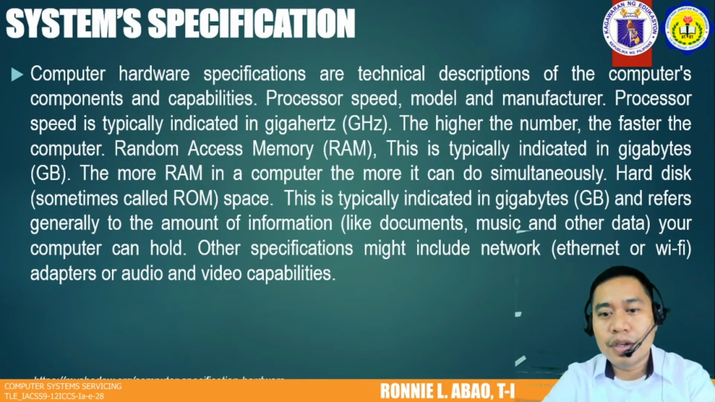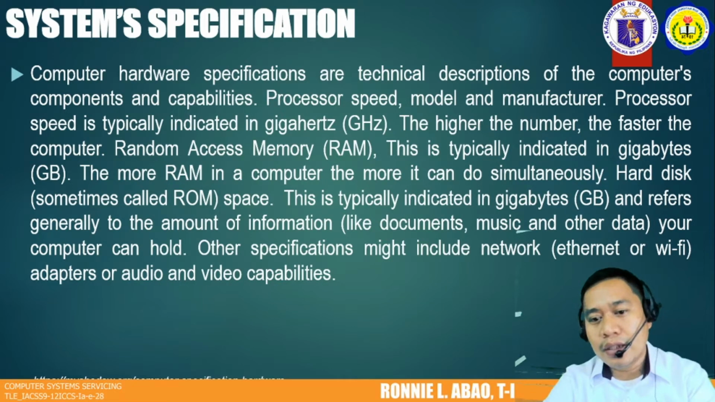Random access memory or RAM is typically indicated in gigabytes or GB. The more RAM in a computer, the more it can do simultaneously. Hard disk, sometimes called drive space, is typically indicated in gigabytes, GB, and refers generally to the amount of information like documents, music, and other data your computer can hold.